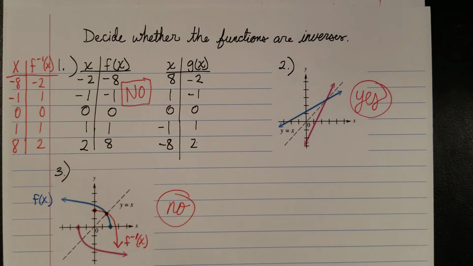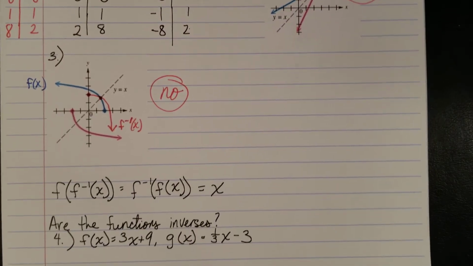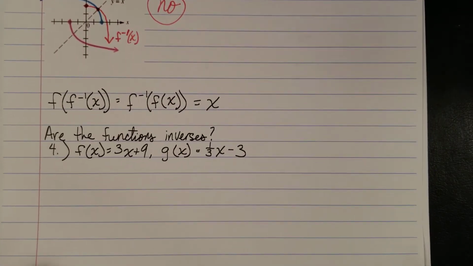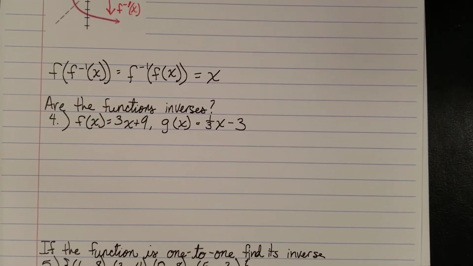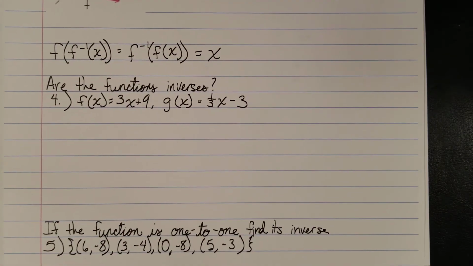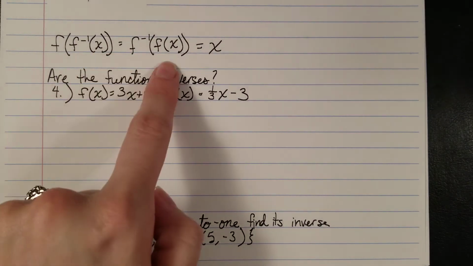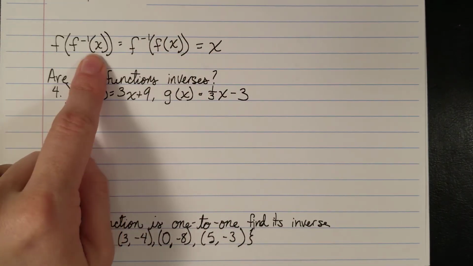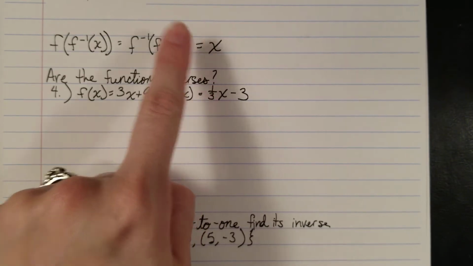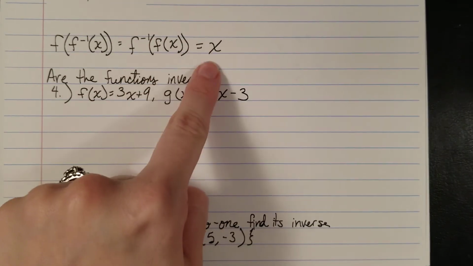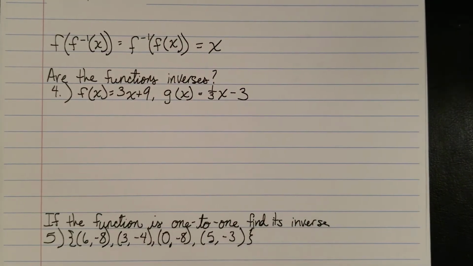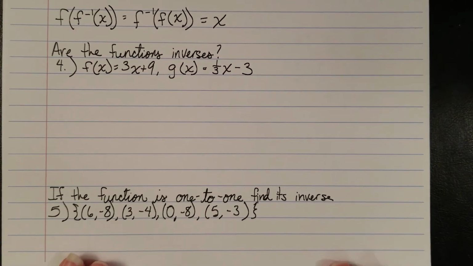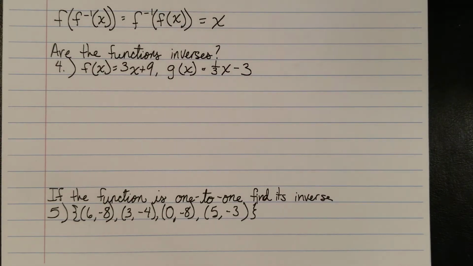Okay, so it is true that when you take two functions that are inverses of each other and you plug one into the other, it always equals x. So f of f inverse of x equals x, and also f inverse of f of x equals x. So what they want you to do on number 4 to determine if they're inverses is plug one into the other.